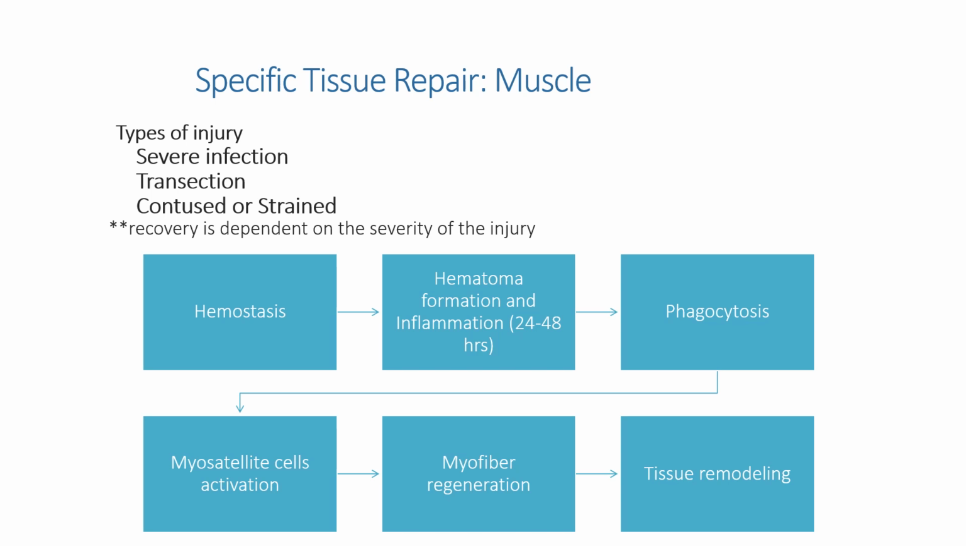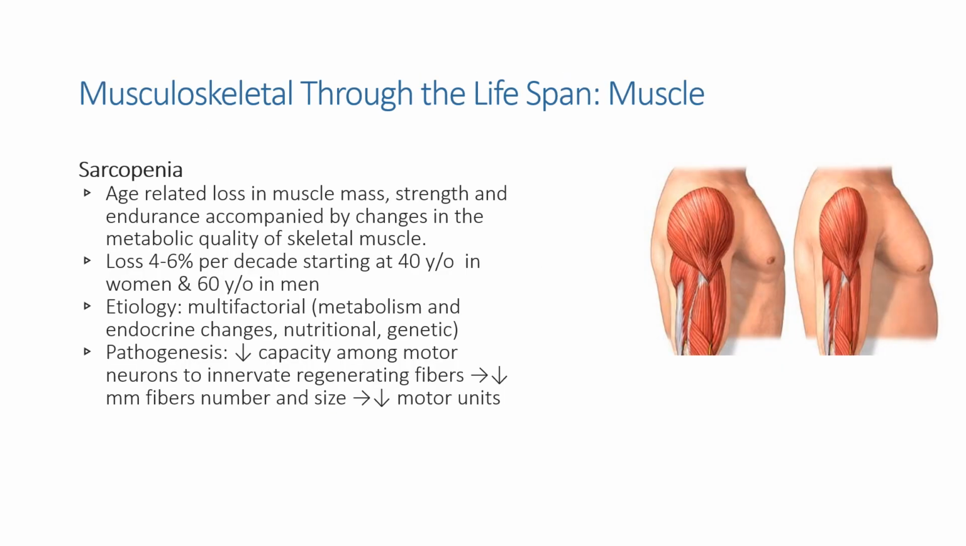Each stage of muscle healing is crucial for the restoration of muscle function and integrity after injury. Sarcopenia is an age-related condition characterized by loss of muscle mass, strength, and endurance, accompanied by changes in the metabolic quality of skeletal muscle. Characteristics: this involves reduction in muscle mass and/or function, and impairment of muscles' capacity to regenerate and repair.